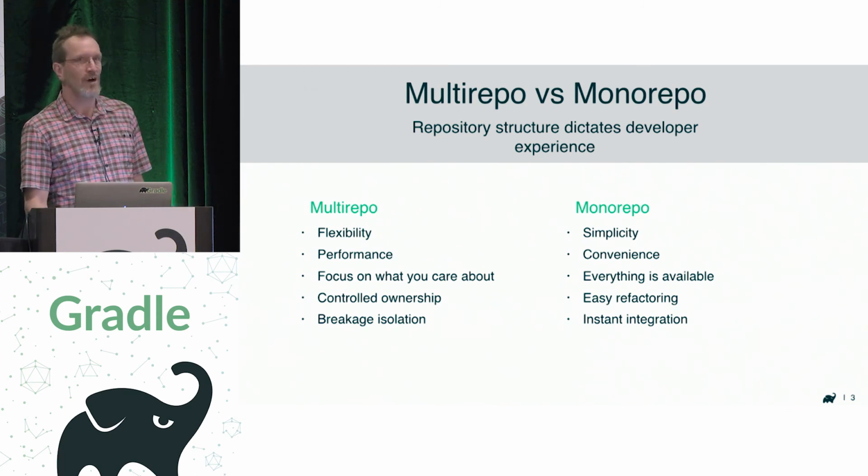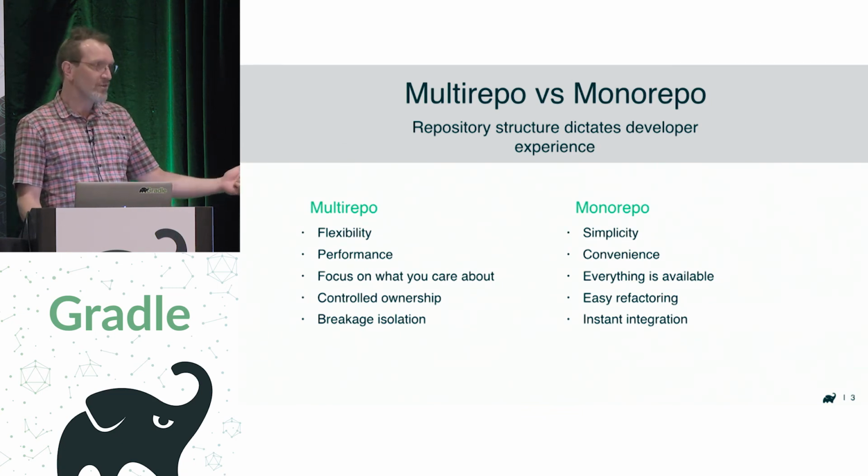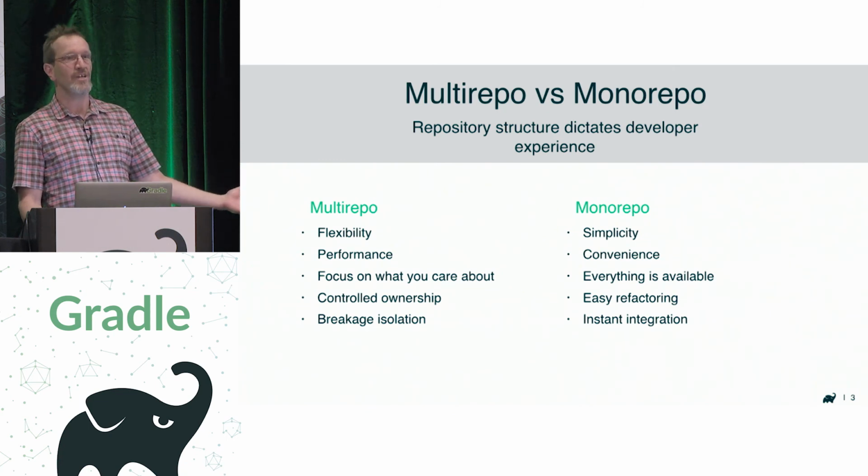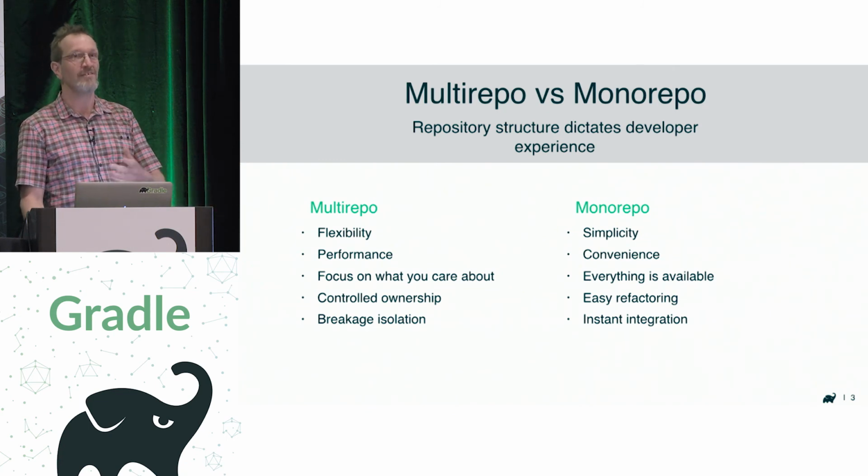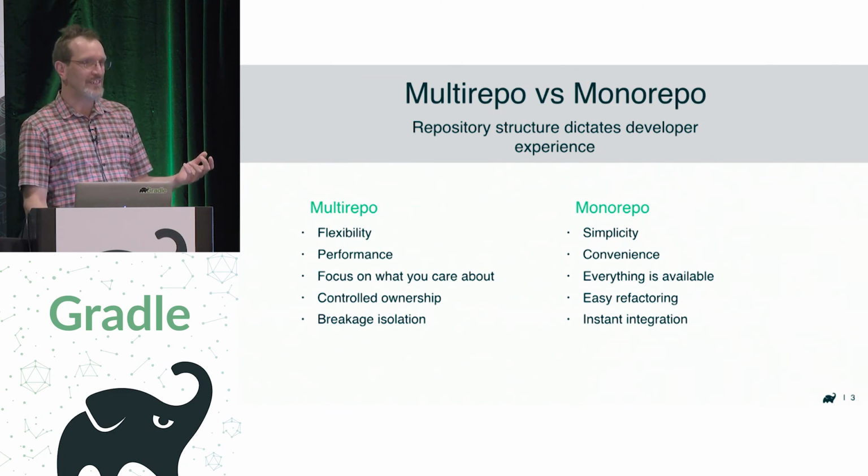Another thing that happens is isolation of breakages. If you're in a single repository and you're not using, let's say, feature branches, one person's breakage in one module that you don't care about can ripple out and cause everyone to stop working. So there are definitely downsides to a monorepo that a multi-repo can help solve.